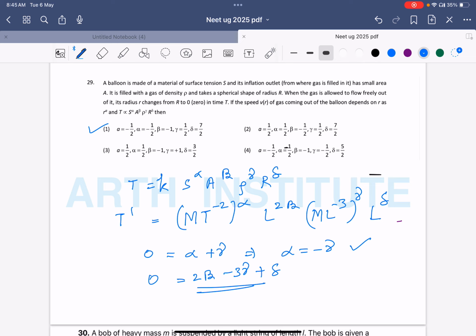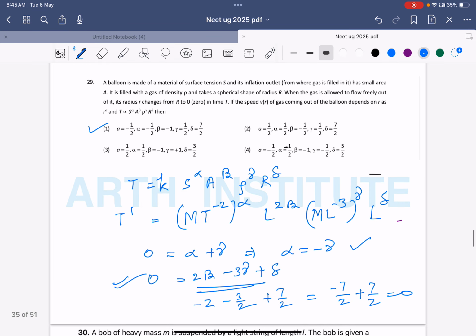To evaluate the other things, you can put in the values to cross check. Now 2 beta is minus 4, 3 gamma, where gamma is minus 3 by 2, and delta is 7 by 2. So you can see minus 4 and minus 7 by 2 plus 7 by 2. This is equal to 0. So 0 is equal to 0, so the other values also satisfy this. So the correct answer is the first. There is no need to worry about what the expression is. This expression itself says that this is a question of dimensional analysis.